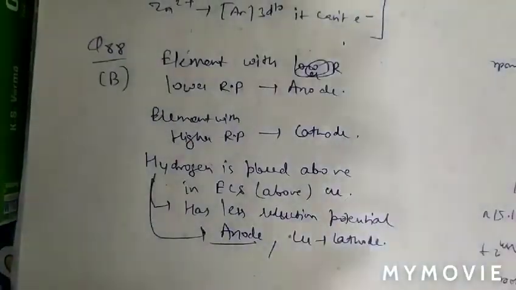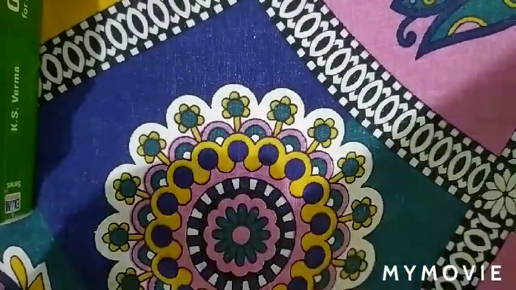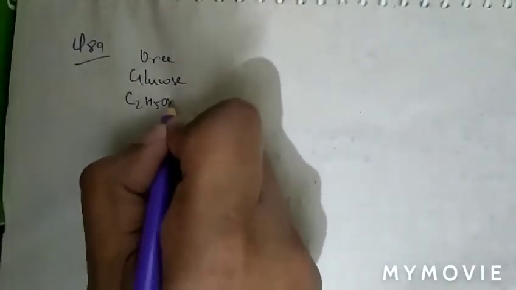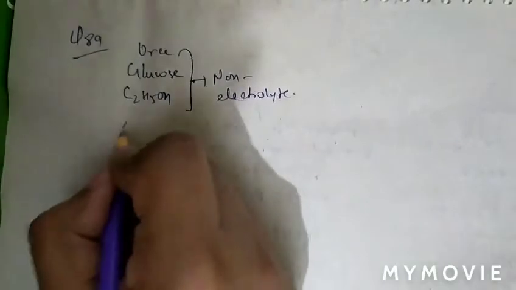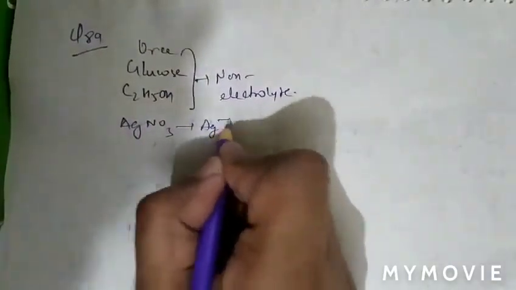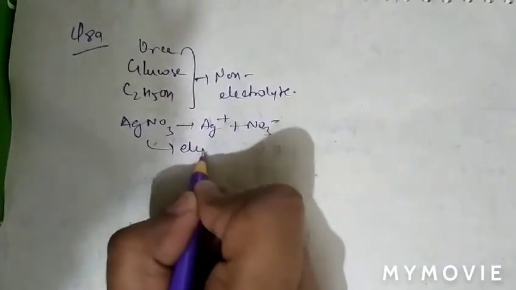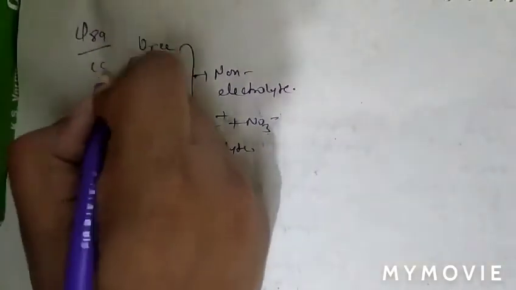See question number 89. In question number 89, electric current is passed through which of the following? Which one decomposes? As we know, urea, glucose and ethyl alcohol are all non-electrolytes, so they will not decompose on passing electricity. But AgNO3 decomposes into Ag plus and NO3 minus because it is a strong electrolyte. So on passing electricity, AgNO3 will dissociate. So question number 89, option C is correct.